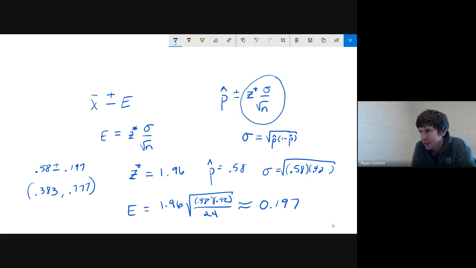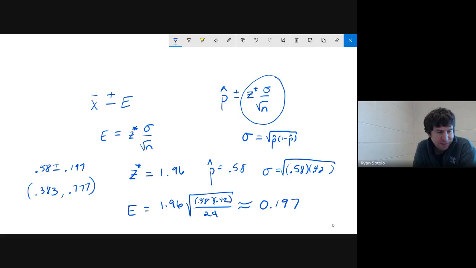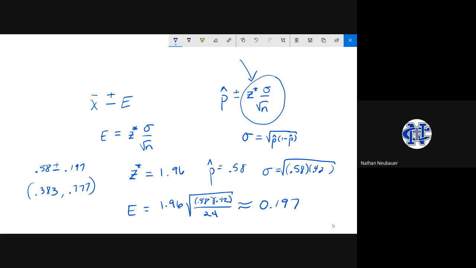It would be bigger. You're going to pick bigger numbers for this Z star when you have more confidence. I mean, if you just think about it intuitively, the bigger the range, the more confident you can be that you're going to have the value in that range. So it's bigger by 4%. No. Oh, well, never mind.